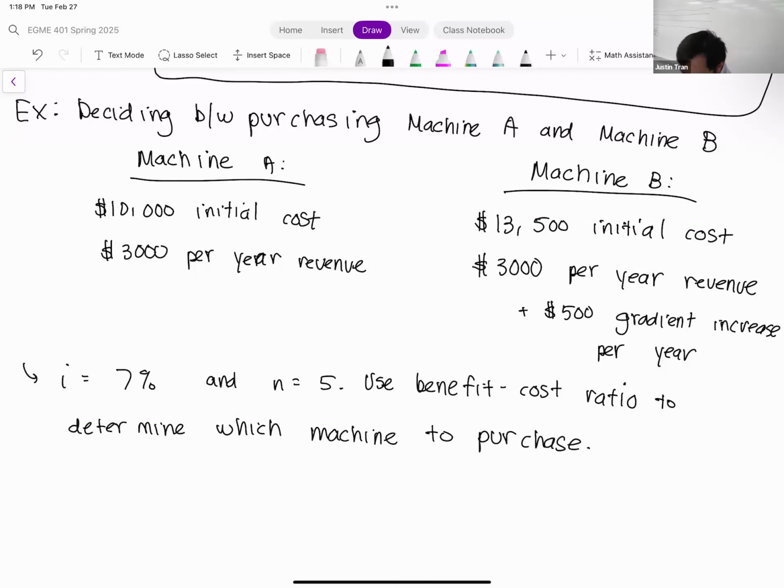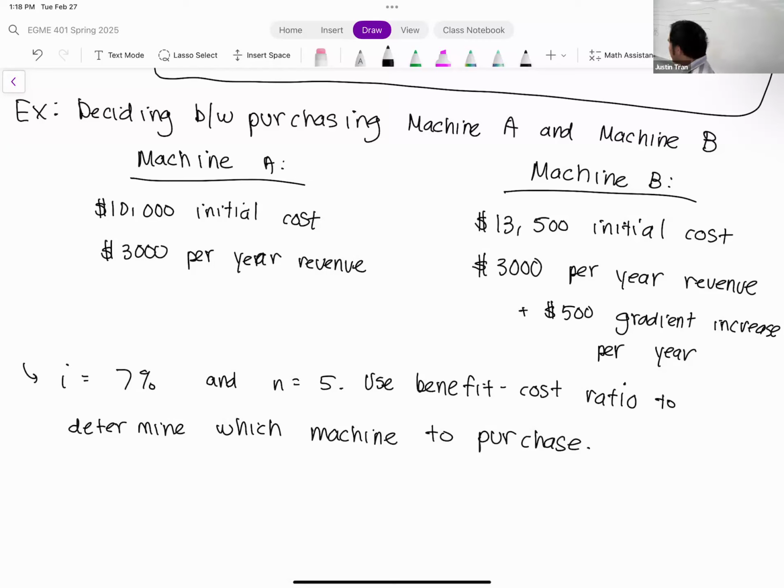Okay. All right. So let's get to it. And so we know that if we really wanted to make a good comparison between the two, we have to do incremental analysis, right? So we have to take machine B. Machine B here is the higher cost option, right? That one has a higher initial cost. And so we're going to take machine B minus machine A and then do the ratio from there.